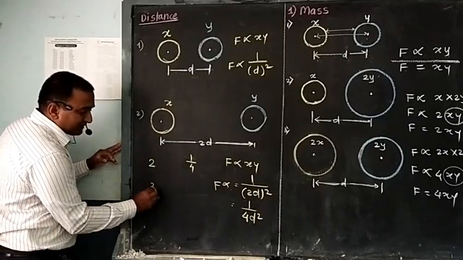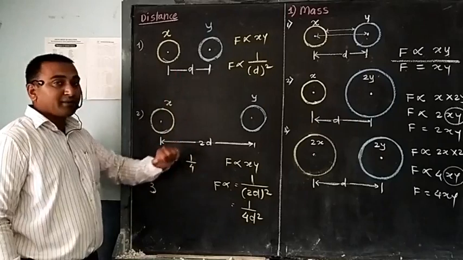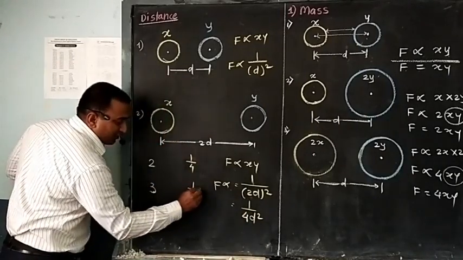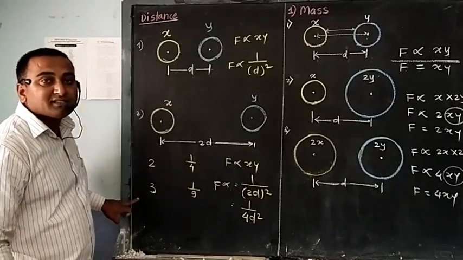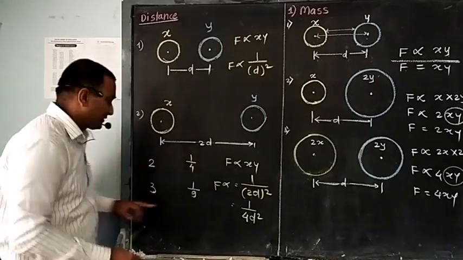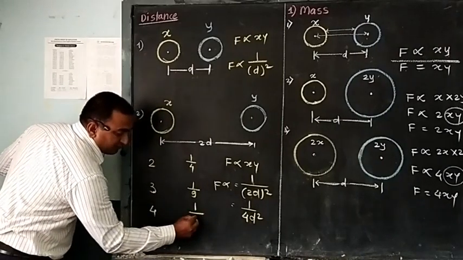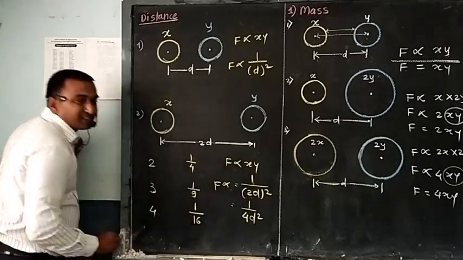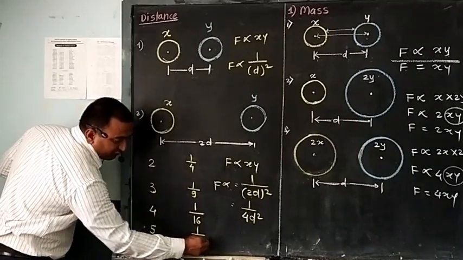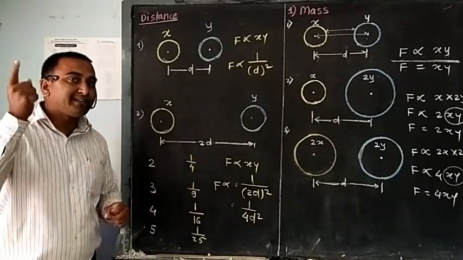If distance increases by 3 times, that is 3d, if it is 1 meter then it is 3 meters, like this, so the square of 3, that is 1 upon 9. So if distance increases by 3 times, force decreases 9 times. If distance increases 4 times, then force decreases by 16 times, 4 square. If it is 5 times, definitely 25 times. So as distance increases, force decreases.